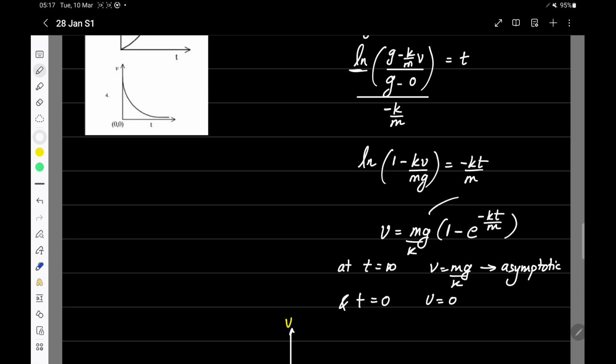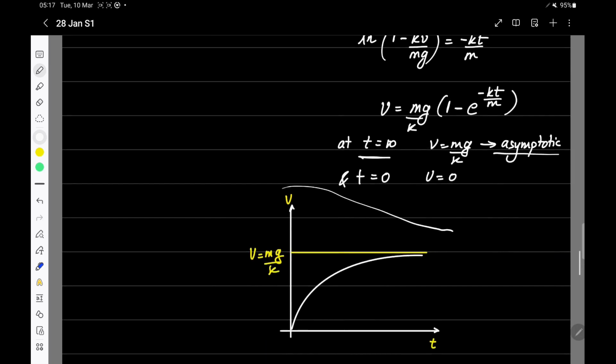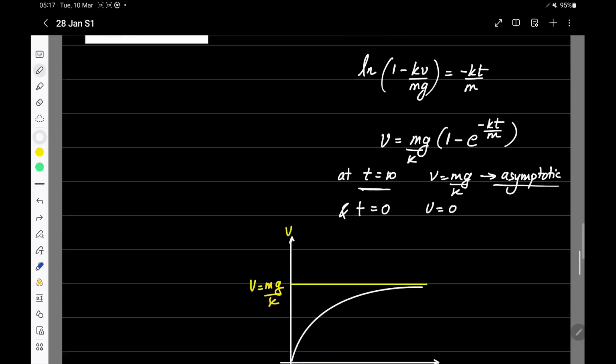We have seen this type of a function. It's going to be a saturation kind of a graph where the velocity starts increasing, but as t tends to infinity, the velocity is going to attain a saturation or terminal value of mg by k. So mg by k line will be asymptotic to this graph, right? So the graph should be something like this. As time tends to infinity, the velocity becomes asymptotic to the line mg by k. So this obviously matches with option 1. So option 1 is the answer.